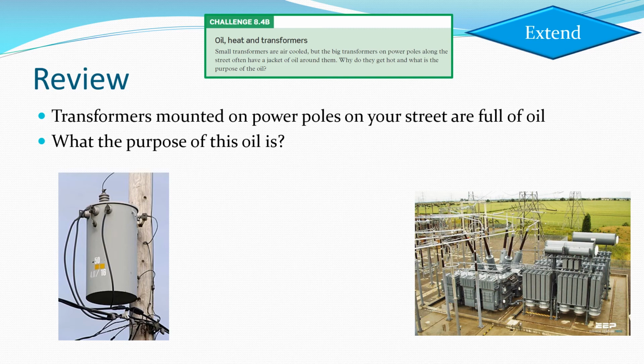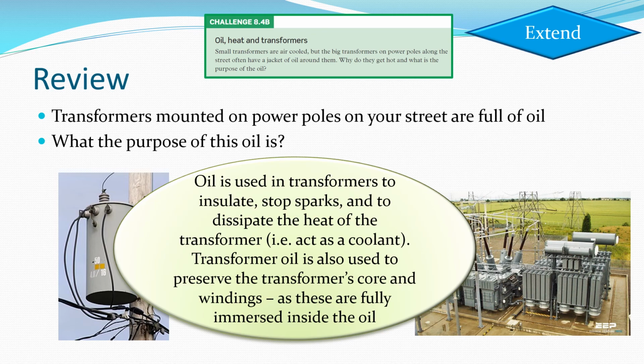Transformers mounted on poles, like these sorts of ones here you see in streets, they generally are full of oil. So the question is, why are they full of oil? These sorts of ones, it's more important because they're obviously bigger and dealing with a lot bigger voltages and currents. So have a think for a minute. Why do we have it? So oil is used as an insulator. It'll stop the sparks. It'll help dissipate the heat. Okay, so it's a little bit of a coolant as well.